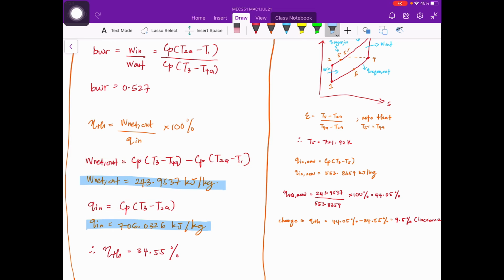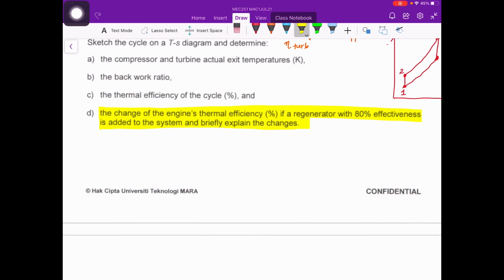Once we substitute and calculate, we're going to get the value for the net work output and the heat transfer in. This value can be substituted into this expression. Thus, we can obtain the value for the thermal efficiency for the Brayton cycle. For item D, they require us to determine the thermal efficiency of the engines if a regenerator with 80% effectiveness is added to the system. And we are also required to briefly explain about the changes.